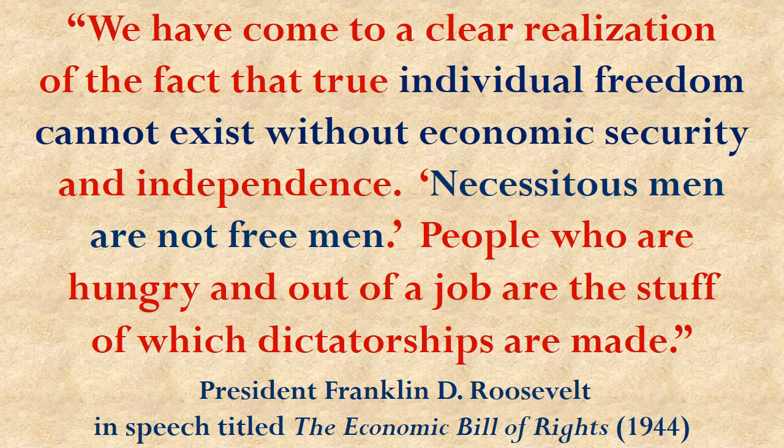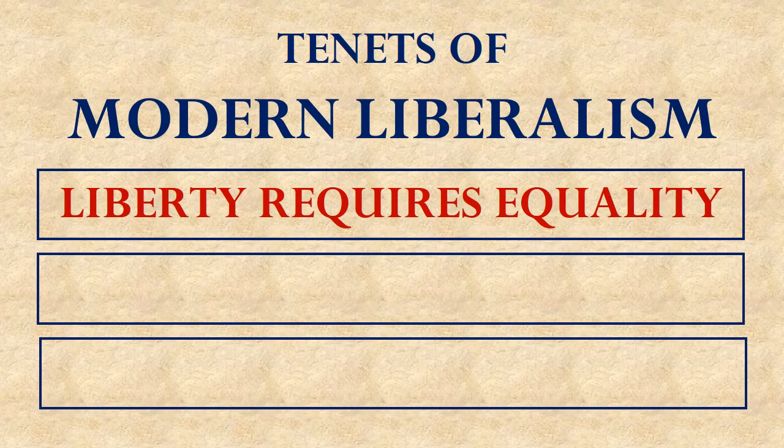So what happened was liberalism evolved. Liberalism was always focused on liberty. But once people started accepting Rousseau's view, they started seeing economic inequality as an obstacle to this, that equality needed to be established in order for people to have freedom. So that gives us our first tenet of modern liberalism, that liberty requires equality. For people to really be free, they have to be, in certain ways, equal to each other.